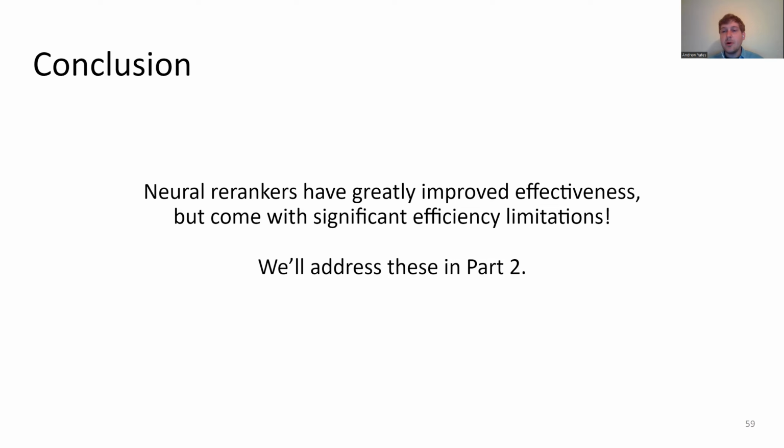In part 2 of the lecture, we're going to look at how we address these efficiency limitations. So we'll look at using, for example, approximate nearest neighbor indices as one approach, where we can encode queries and documents into vectors separately, and then use this efficient approximate nearest neighbor index to ask what are the nearest neighbors of this query vector.